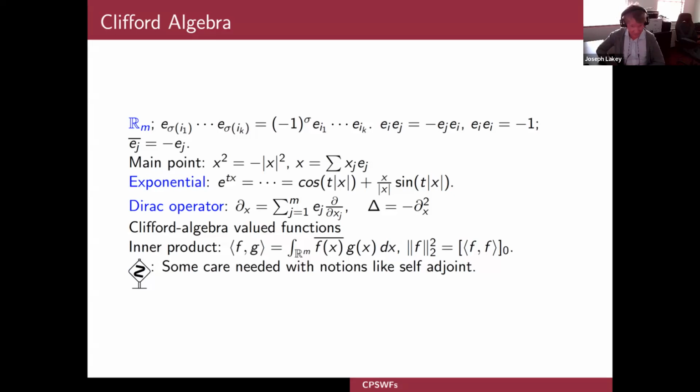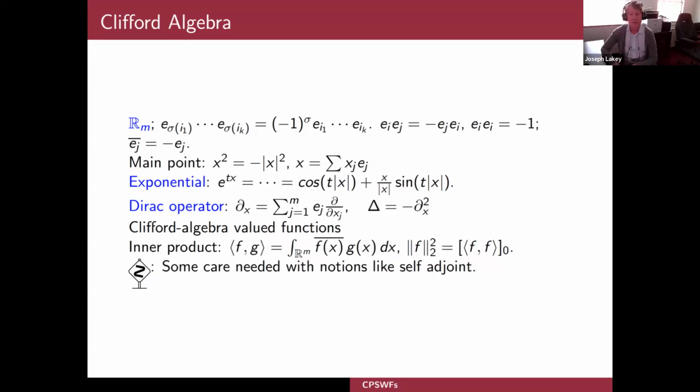All right, the key tool for us in what follows is the simple fact that if you take a vector in Euclidean space and embed it into the algebra, then you multiply it by itself, you square it, and you get a real scalar, which is minus the Euclidean modulus of x squared. And as a result of that, you can define the exponential of tx, where t is a real number and x is a vector. That turns out simply to be a vector. And its real part is cosine of t modulus x. And the vector part is x over modulus x sine of t modulus x.